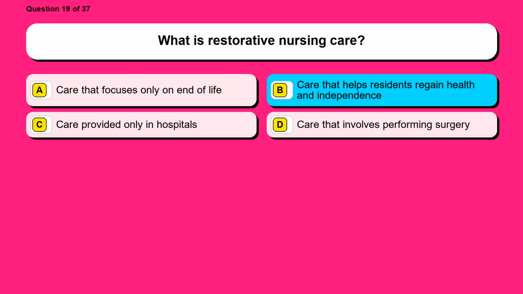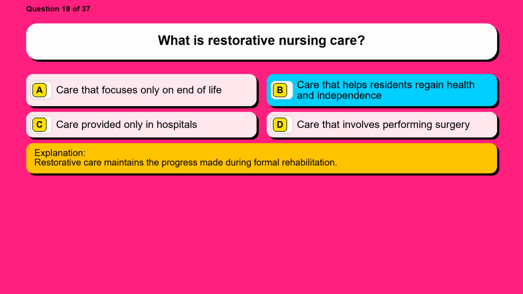The correct answer is option B. Care that helps residents regain health and independence. Restorative care maintains the progress made during formal rehabilitation.